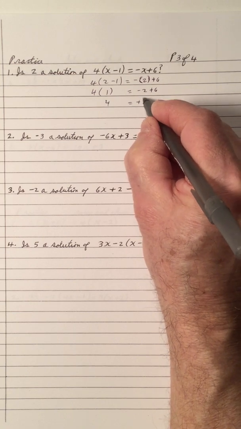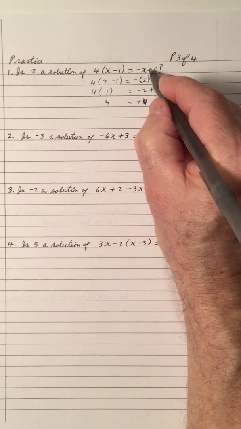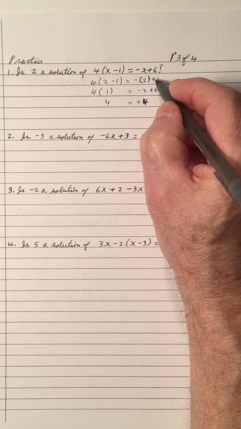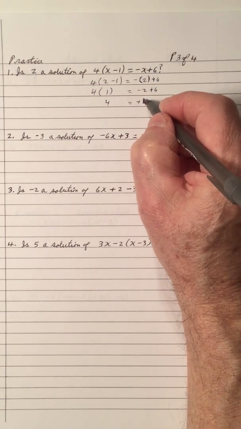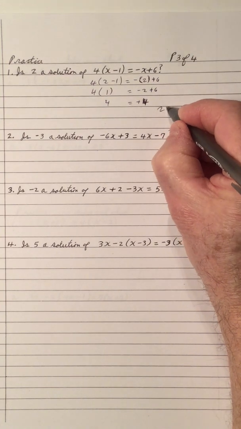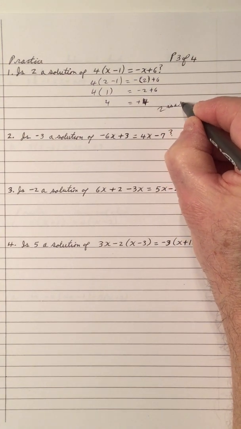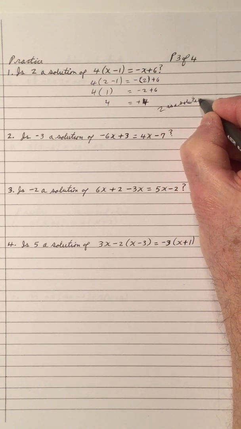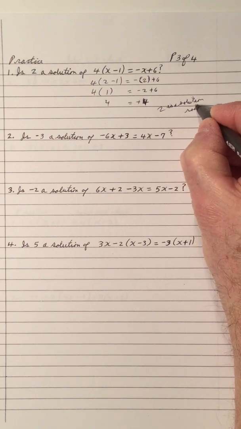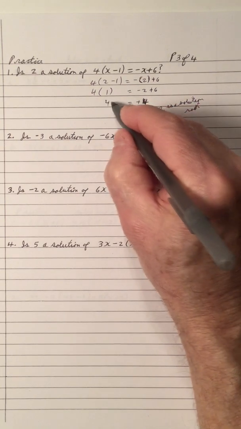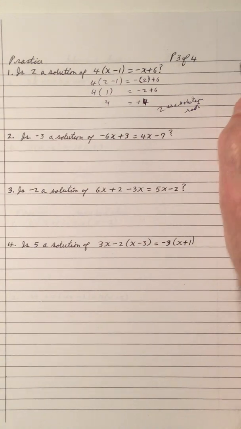Be careful. I'm talking too much. I wrote down a negative 6 here. So that's a 6, 4. Yes, 2 is a root. 2 is a solution, whatever way you want to say it. 2 is a root because it makes 4 equals 4. Both sides true.